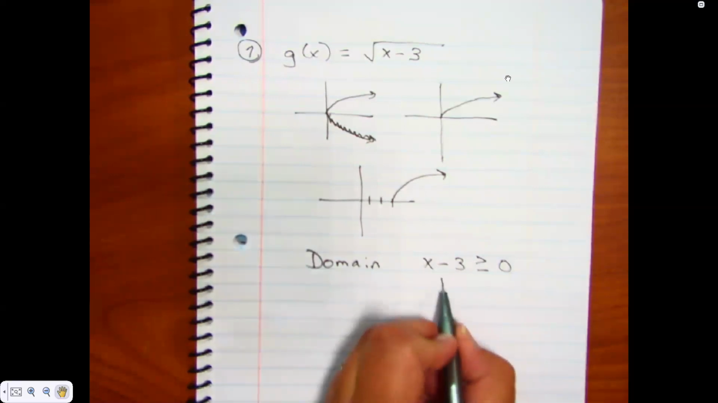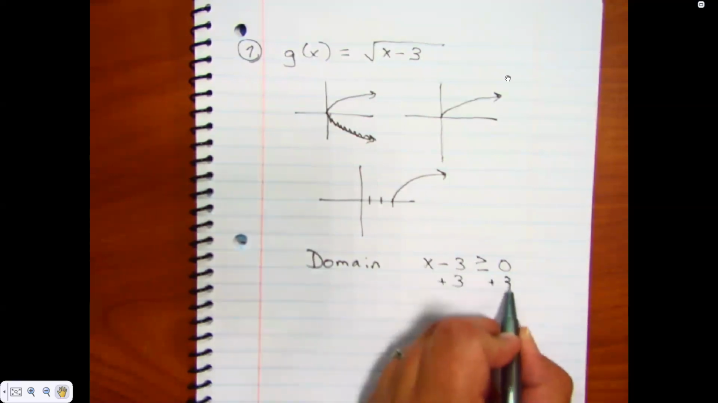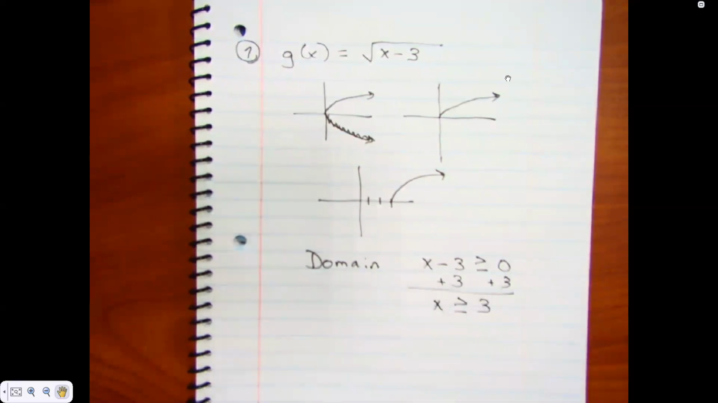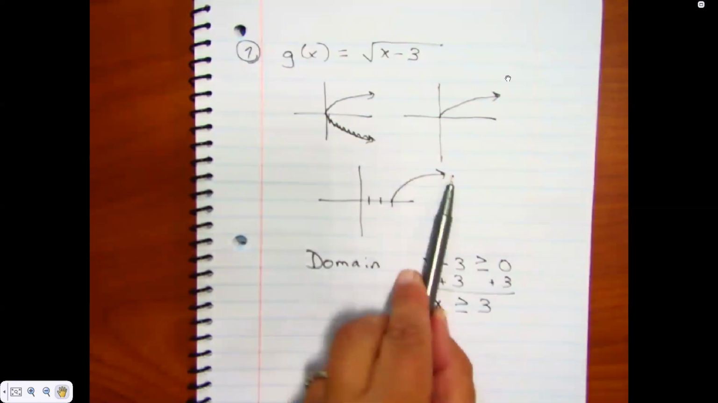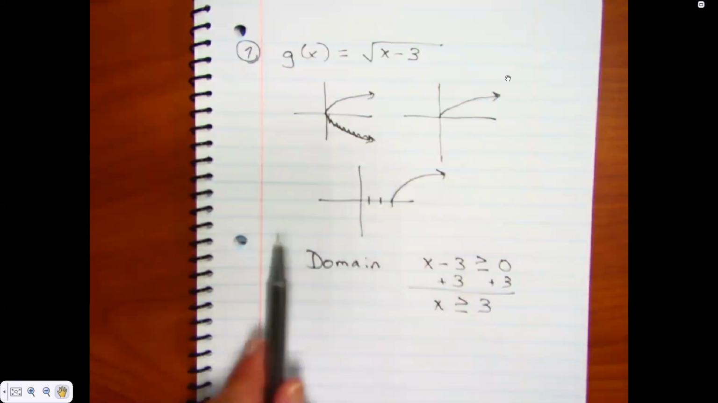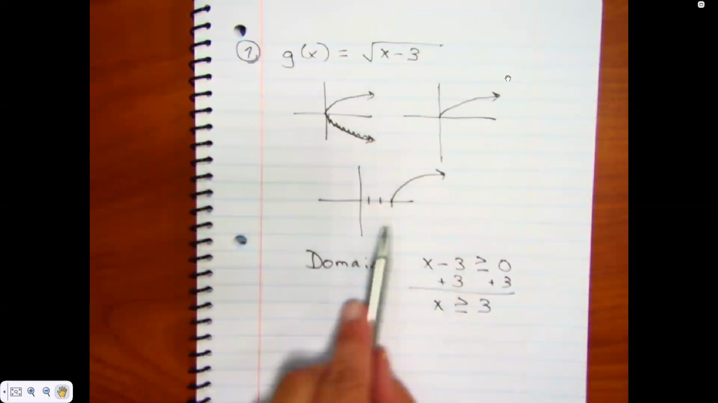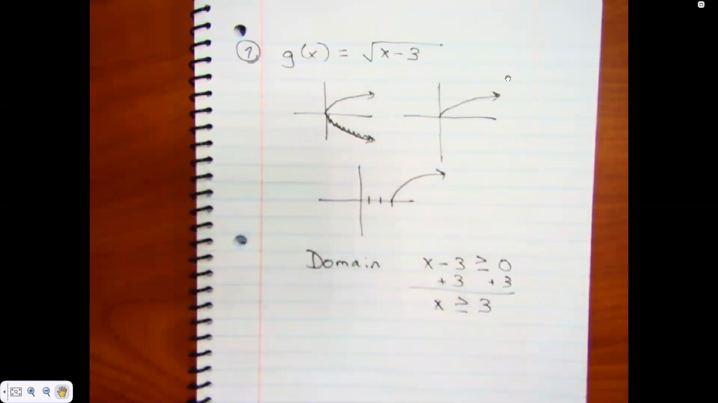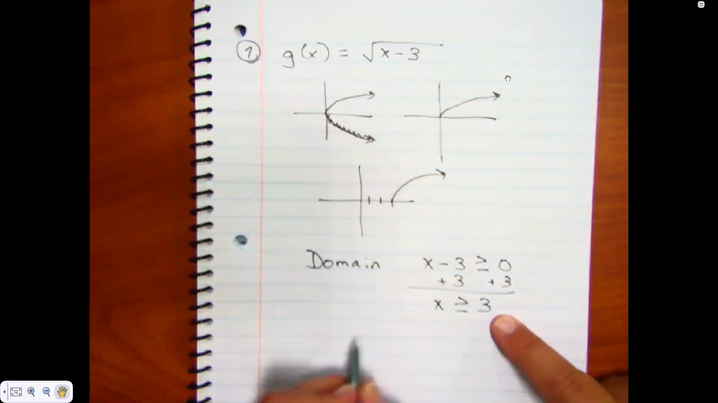So we add a 3 to both sides. So x has to be greater than or equal to 3. Do we see that on our graph? I know we kind of talked about it, but that actually makes sense, that I'm not going to have a graph until 3. Okay, how do we write that with interval notation?